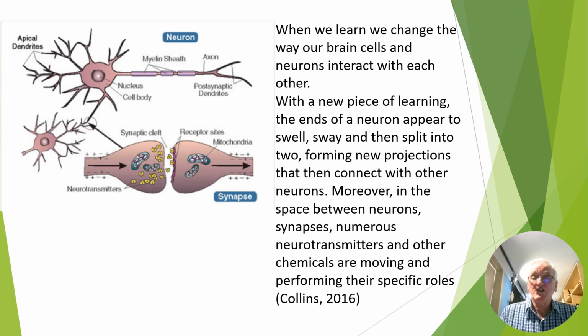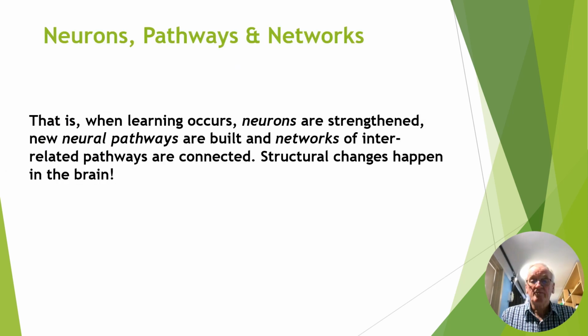When we learn, we change the way our brain cells and neurons interact with each other. There is a strengthening of the myelin sheath shown in this diagram, and that changes the way the nerve cells interact. When we learn, our brains grow. That is, when learning occurs, neurons are strengthened, new neural pathways are built, and networks of interrelated pathways are connected. In other words, structural changes occur in the brain. That's for anyone who's learning, not just students, teachers as well.